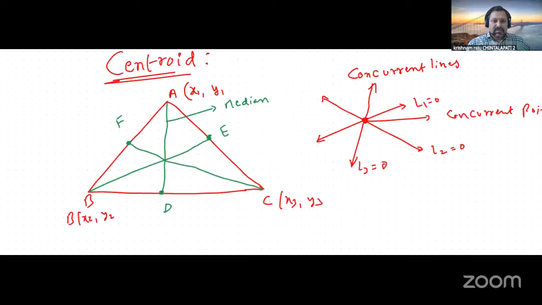So here, medians are concurrent. The point of concurrency is called the centroid. This is the definition of the centroid of a triangle. Generally it is denoted by capital G.